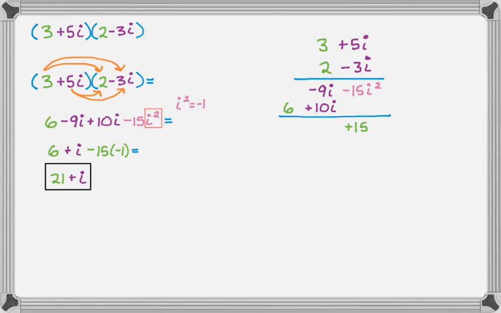So negative 15i squared is 15, because it's negative 15 times negative 1, which is positive 15. And then you collect terms there, you get positive i, and then 6, and then this will give me 21 plus i. So either way you want to do it, you're going to get the same answer.